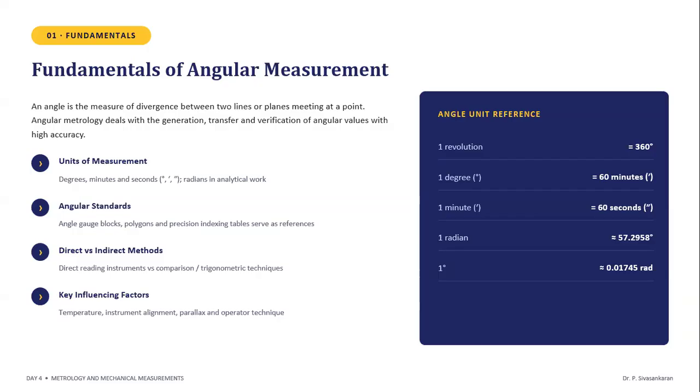For precision angular measurement, reference standards such as angle gauges, polygons, and precision indexing tables are used. Measurements may be performed using direct reading methods or indirect comparison and trigonometric methods. Accuracy can be influenced by several factors including temperature, instrument alignment, parallax, and operator technique. Therefore, proper measurement conditions are essential for obtaining reliable results.